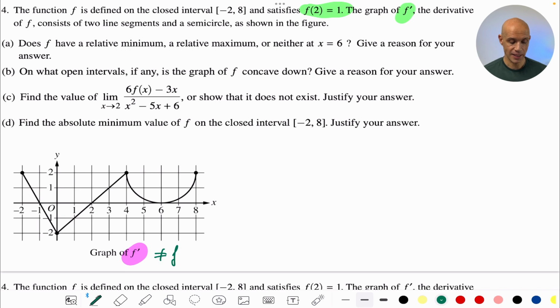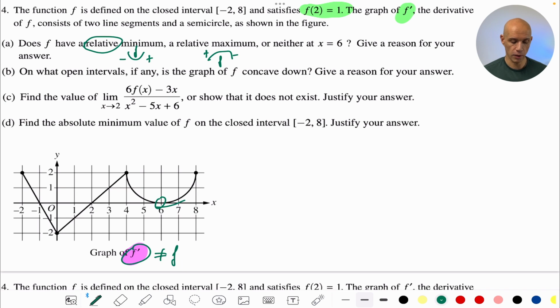Fine. Does the function f have a relative minimum, a relative maximum, or neither at x equal to 6? So we will check whether, you can see this is the function f, right? It looks like that. Whether the derivative, so the slope, is first negative, going down, and then positive, or if it's first positive and then negative. You can see this is the f prime. It's always positive, so it will be neither, okay?